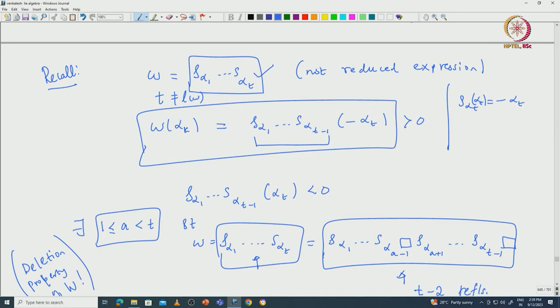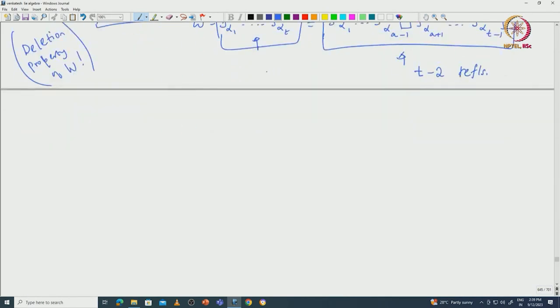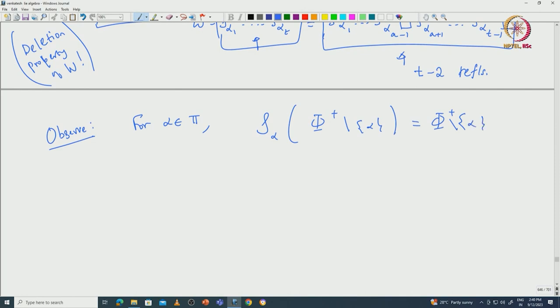Now let us see how one can use this result to get a characterization of the length function. For that, let us observe the following. This is something we again proved last class. What is the observation? For all alpha in pi, S alpha maps phi plus minus alpha to phi plus minus alpha. It maps any positive root other than alpha to a positive root, that is what this says. Note that S alpha of alpha is actually minus alpha, which is negative.